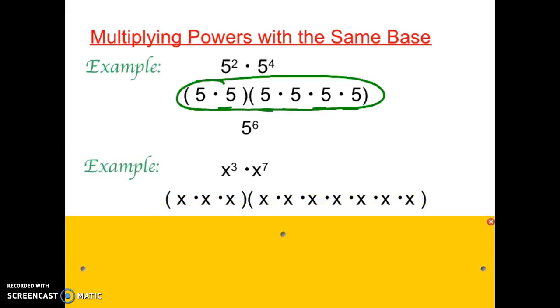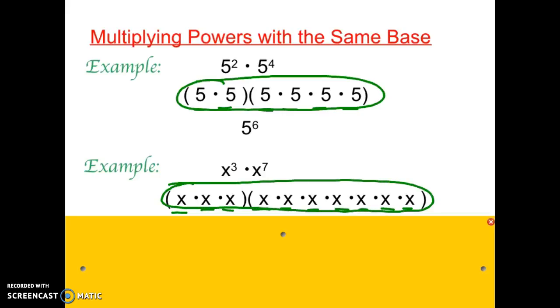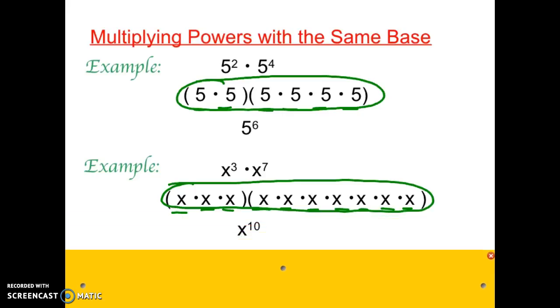For my next example, we have x to the 3rd times x to the 7th. The x to the 3rd can be expanded, and the x to the 7th can be expanded. Since everything's being multiplied together, we can combine them all, and if we count up all of those x's being multiplied together, we would see we have 10 of them. So we can write the answer as x with an exponent of 10.